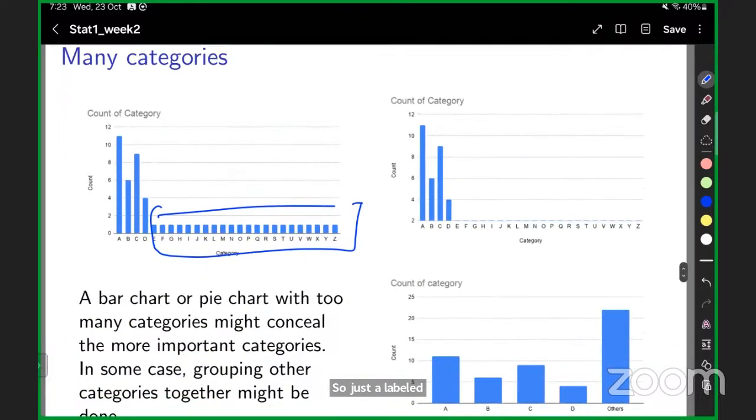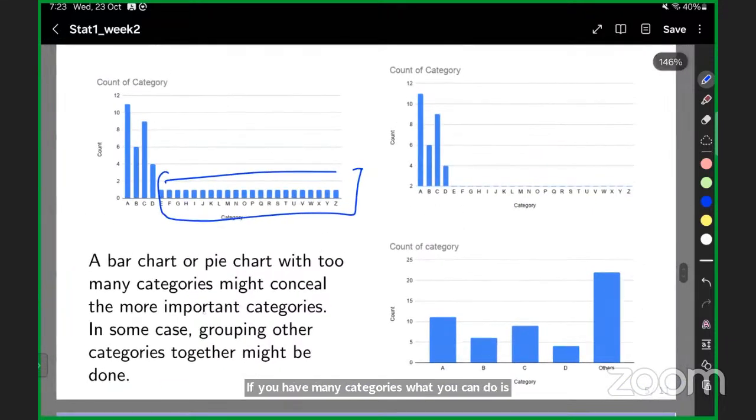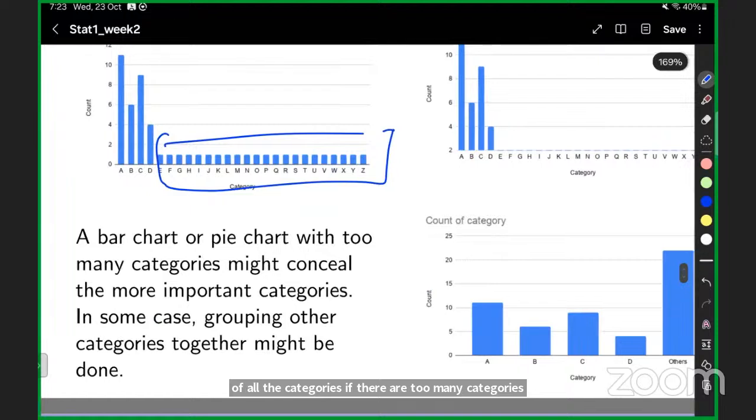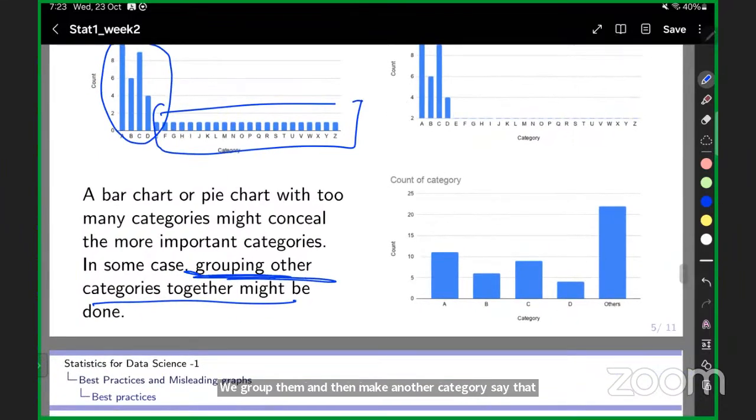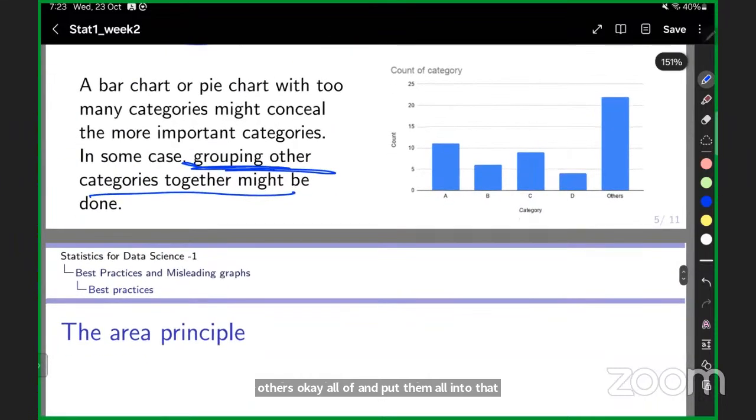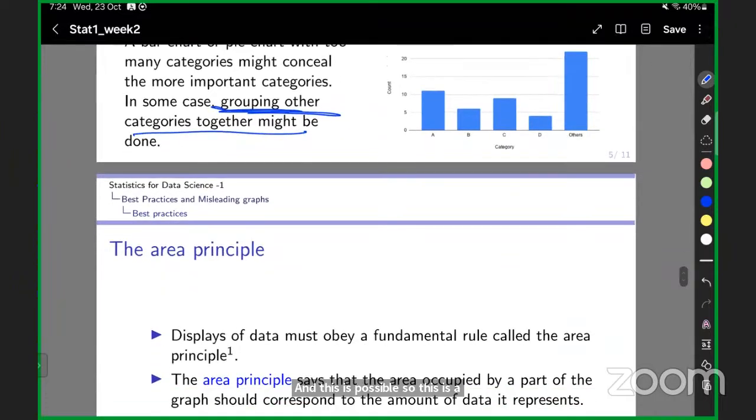If you have many categories, at some point it becomes very difficult to keep track of all of them. So we keep some important categories. How do you decide which are important? Based on frequency, not on name. It's not that A, B, C, D is important. Some categories are important because they appear too often in the data set. The categories that appear less frequently, we group together and make another category called others, and put them all into that. This is a valid way to represent data. There is nothing wrong with this.